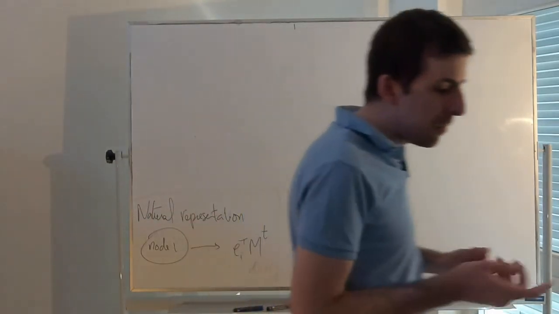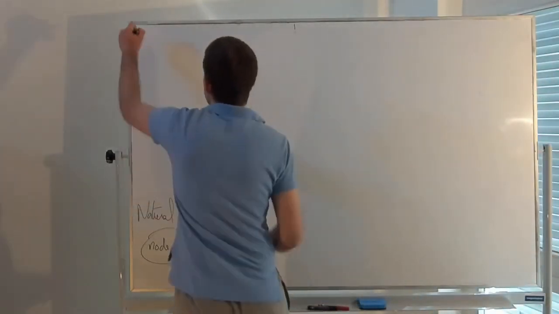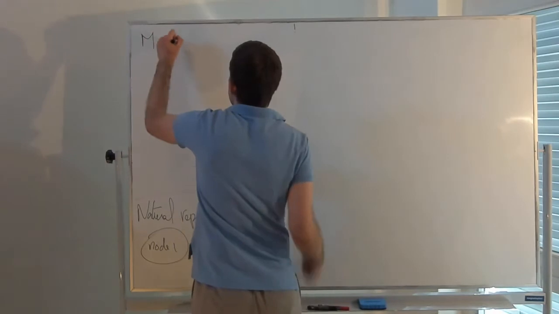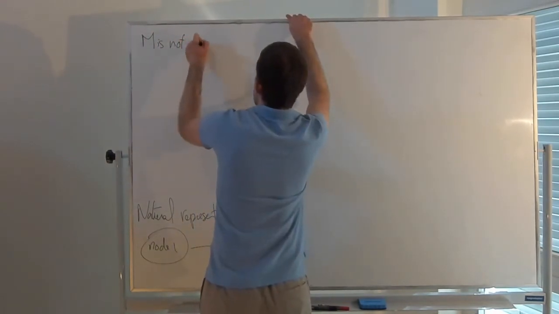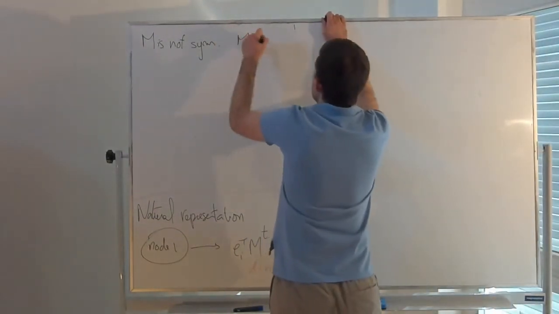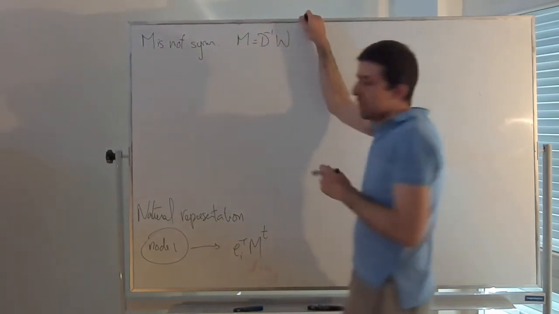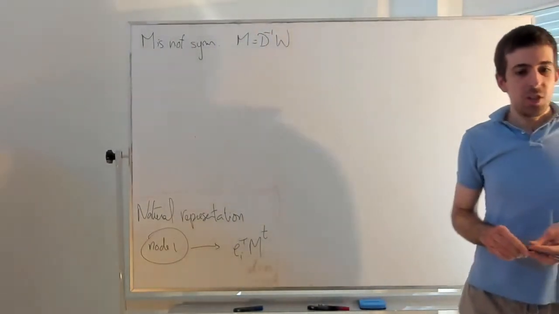Okay, so M is not a symmetric matrix. However, it's almost symmetric in a certain way. M is equal to D^-1 W, and W is symmetric. And so we're going to take a matrix that shares the spectrum with M and that is symmetric.